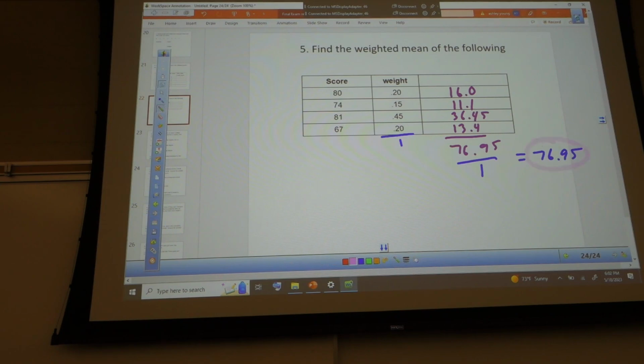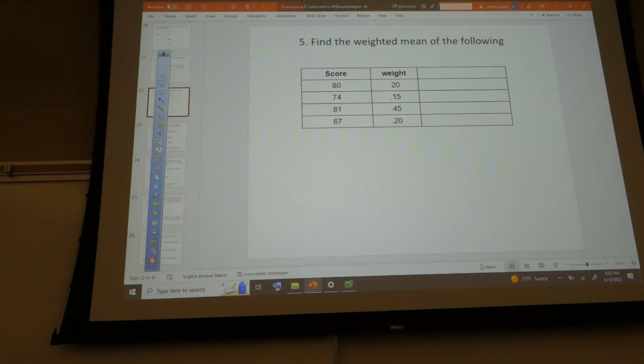Good. Very often the sum of the weights is 1 with these, since we talk about grades like that. All right, now I'm going to jump up to 11. I'm going to stop the video here though.